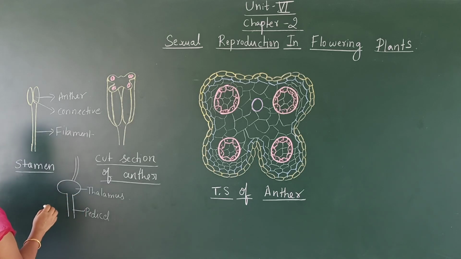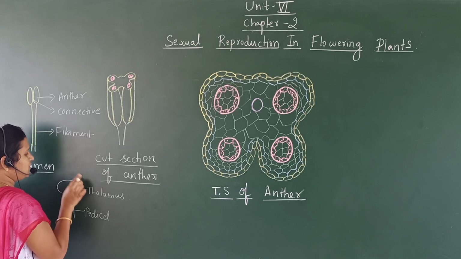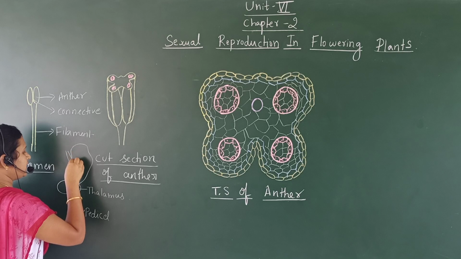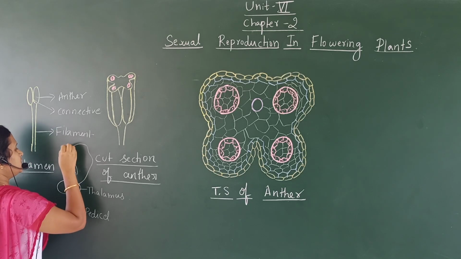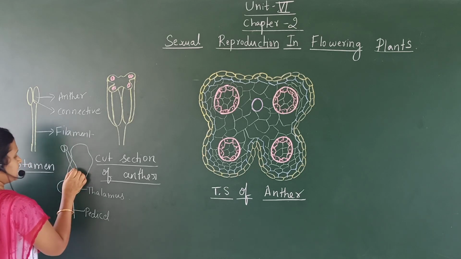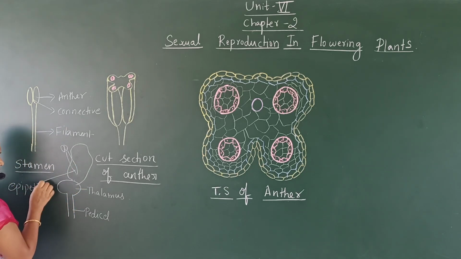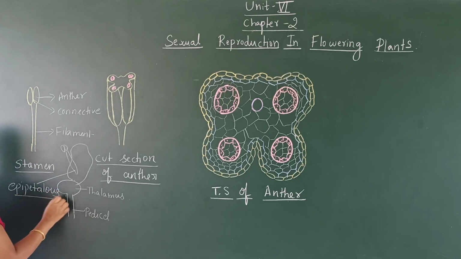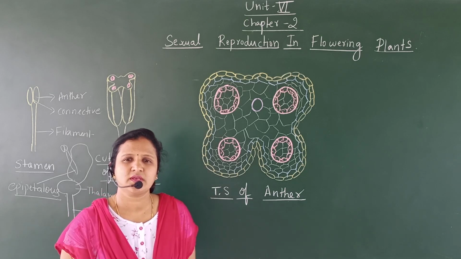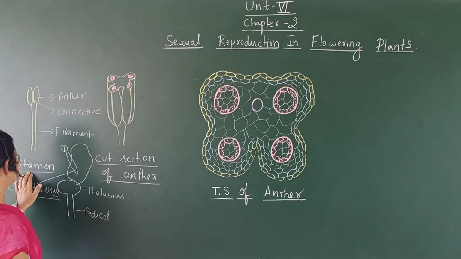In some of the flowers, the filament, instead of the thalamus, will be attached to the petals. The stamens will be arising from the petals, meaning the filament will be attached to the petals. That condition is called epipetalous. If the filament is attached to the petals, then it is called epipetalous. So this is the single stamen.